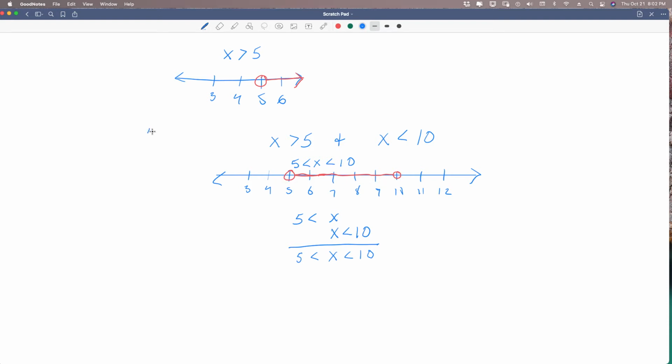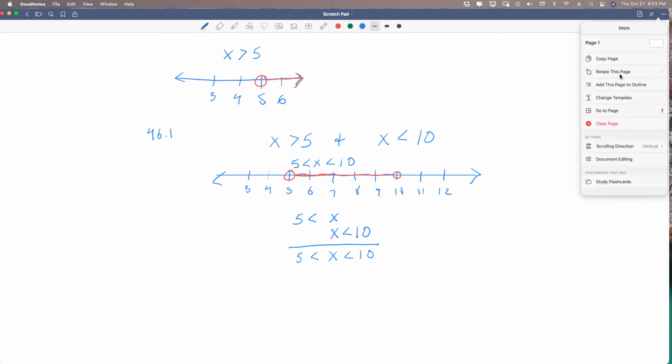All right, this is 46.1. Let's look at another one. Let's do 46.2. What we want to do is graph the solution, and that's what they call them, the solution of -2 is less than x, which is less than or equal to 4.